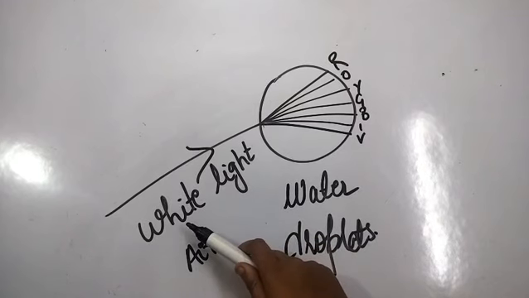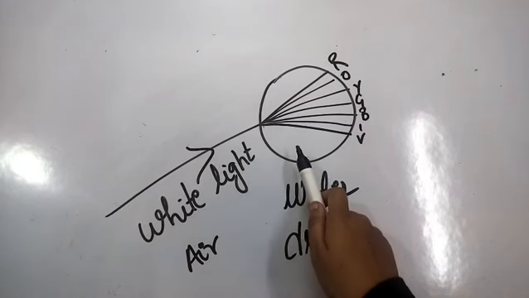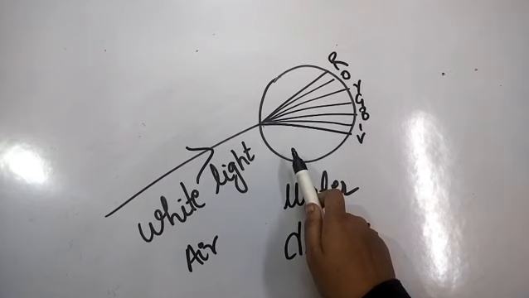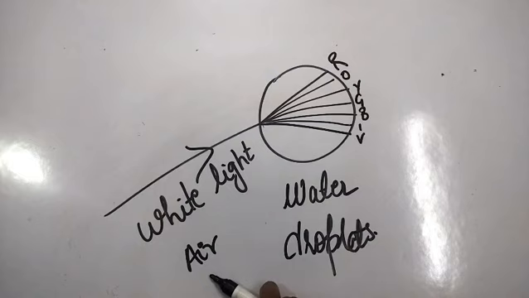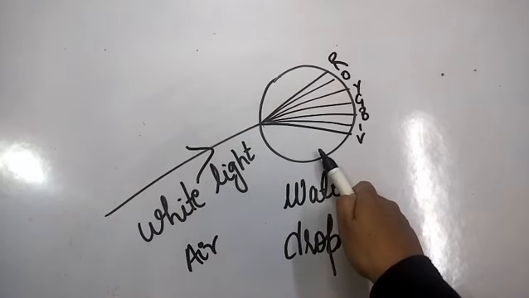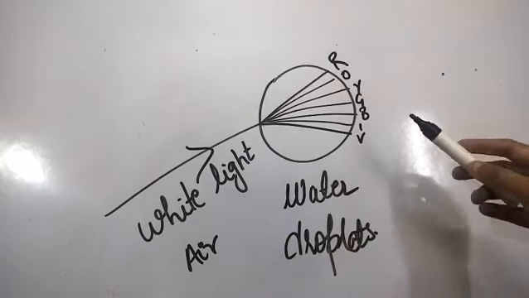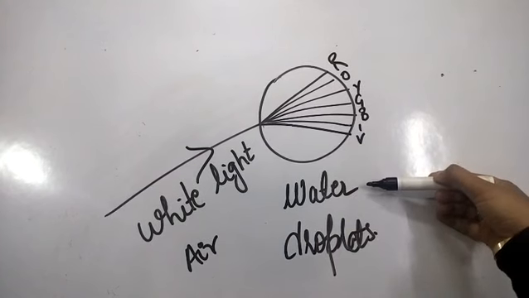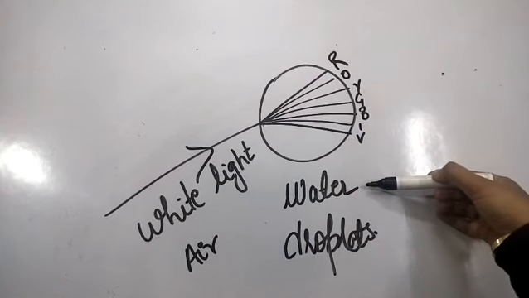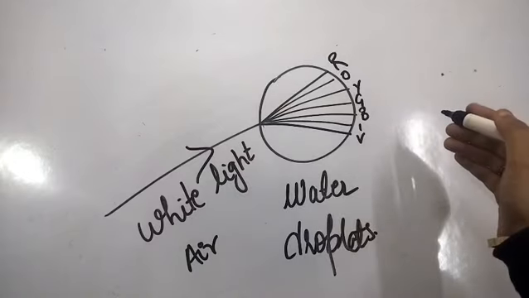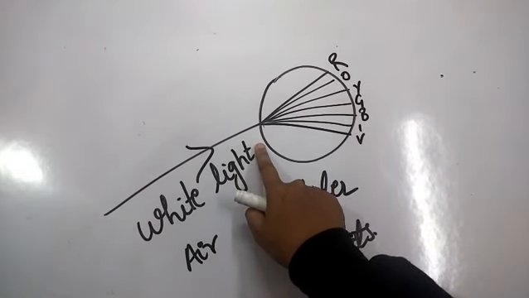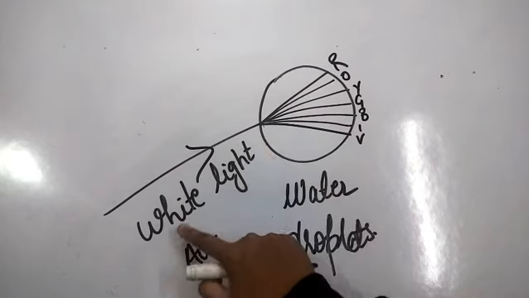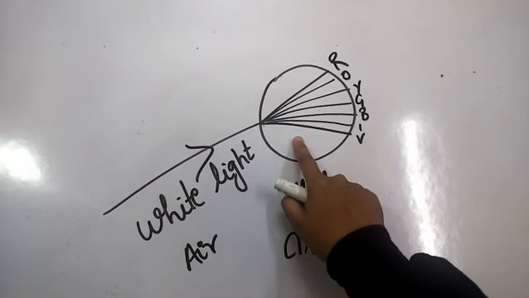When the white light enters any water droplet, the medium changes, because earlier the light was traveling in which medium? That is air. And when it goes into the water droplet, the medium is water. So the speed of the light ray will change. So at the boundary of the water droplet, what will happen? Refraction will occur, as the two mediums are different.